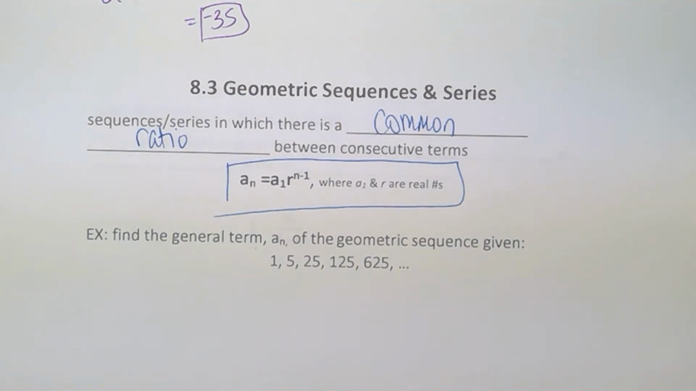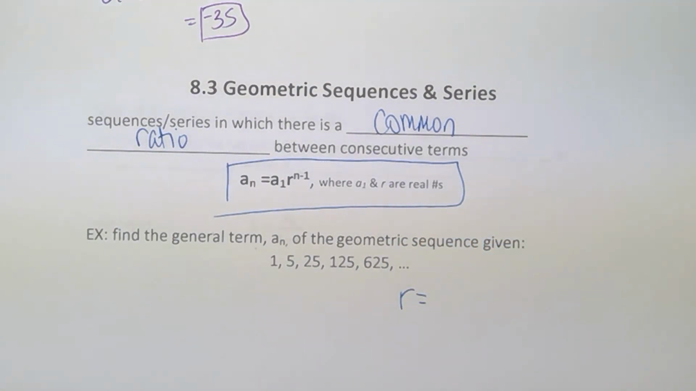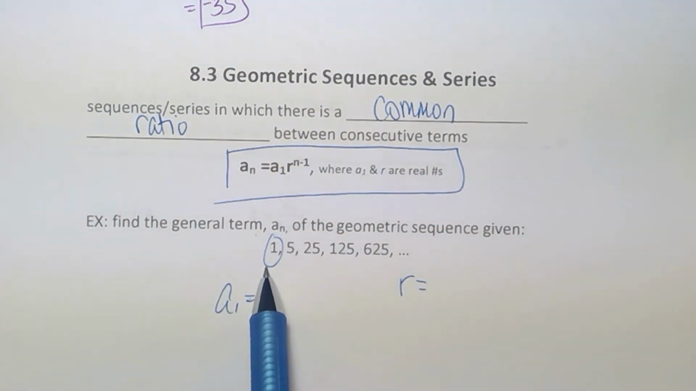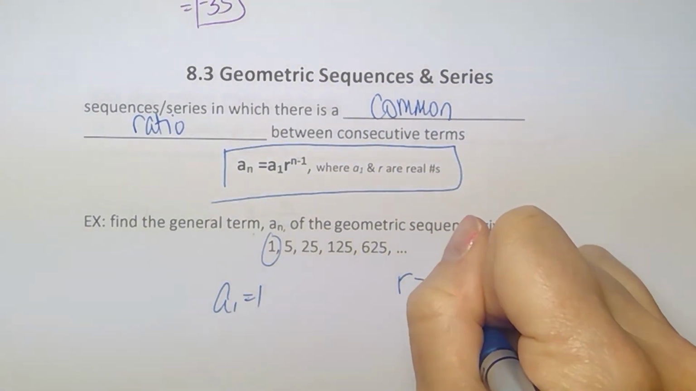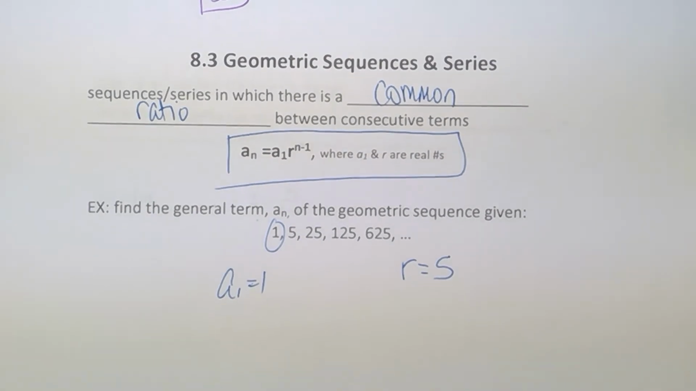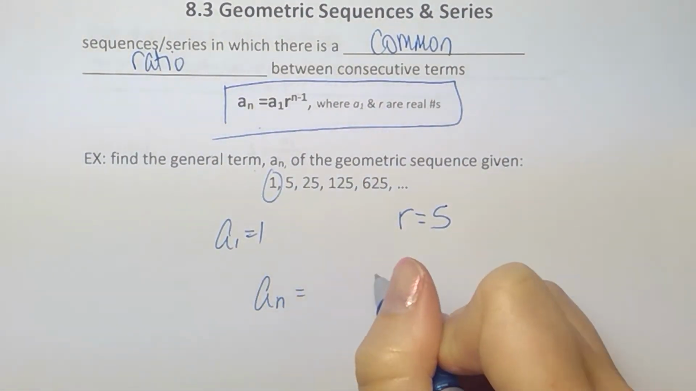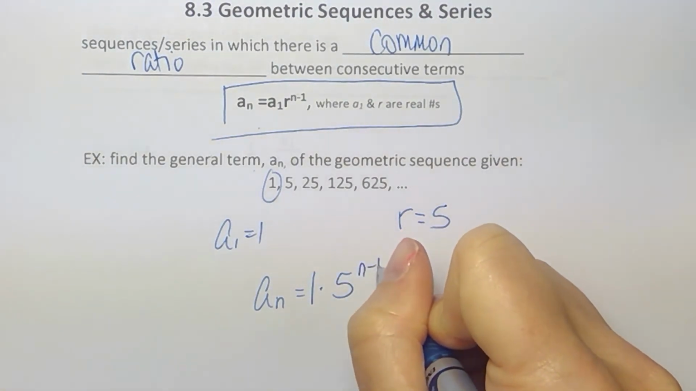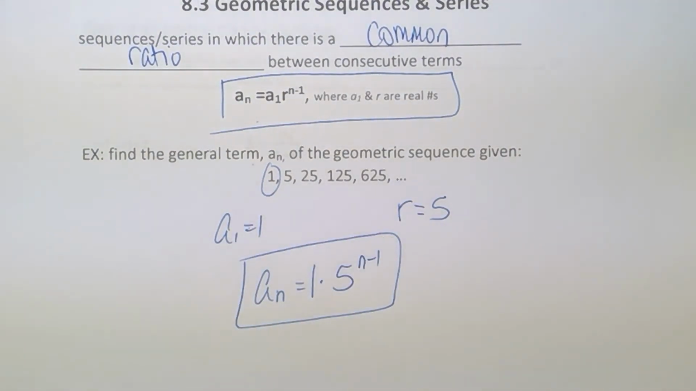This says to find the general term, a sub n, of this geometric sequence. Well, first of all, let's identify the common ratio. I know that my first term is 1 because it's right there. What am I doing to get the next term each time? Well, I'm multiplying by a positive 5. That means my general term, when I use this formula, would be a sub n is 1 times my common ratio of 5 to the n minus 1 power. And that's just it.